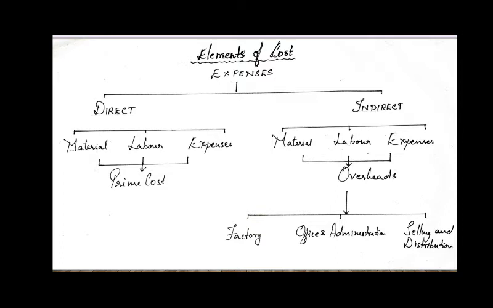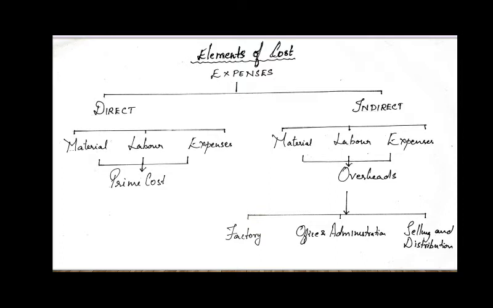Next is office and administration. These are the indirect material, indirect labor and indirect expenses related to the office, like office rent, office stationery, then office salary, manager salary, cleaning, insurance, office lighting. All of it comes under office and administration.